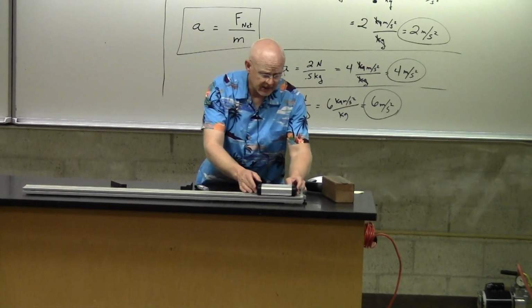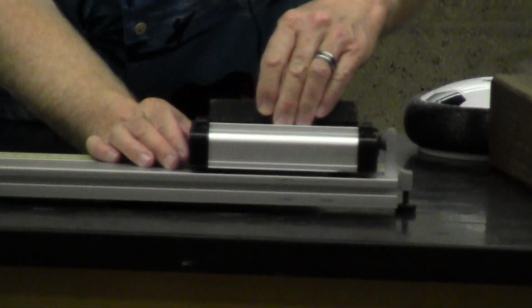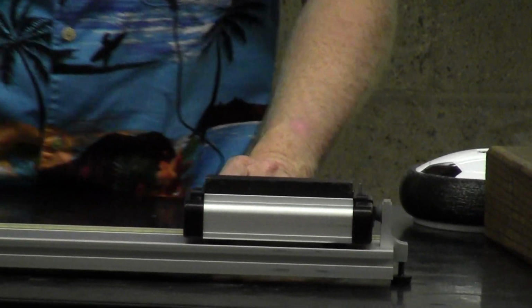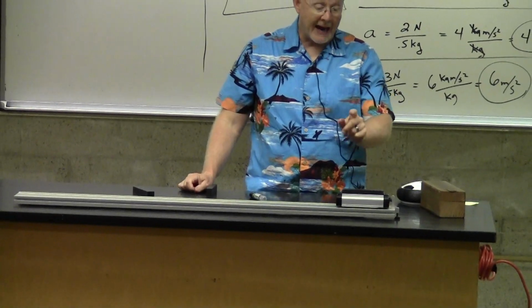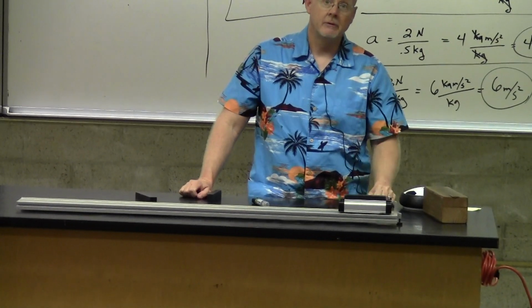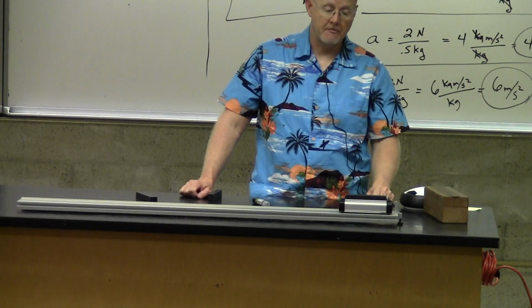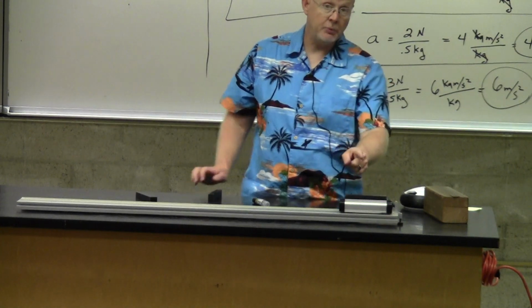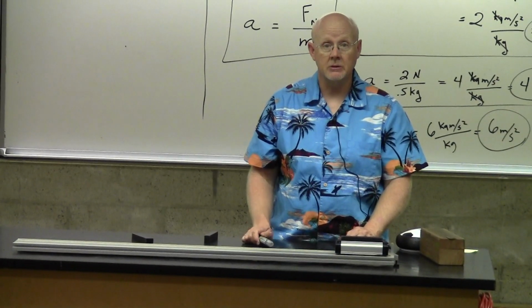But what if I did this? What if before I release the plunger, I put one of these, what we call mass bars, on there. Each of these mass bars is half a kilogram, so I just doubled the mass of this cart. But I'm still going to push it with a force of 3 newtons. Will I get the same acceleration?